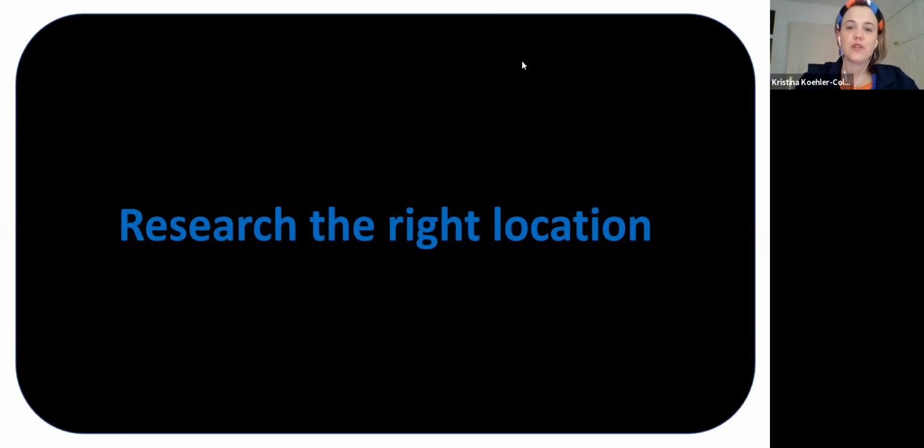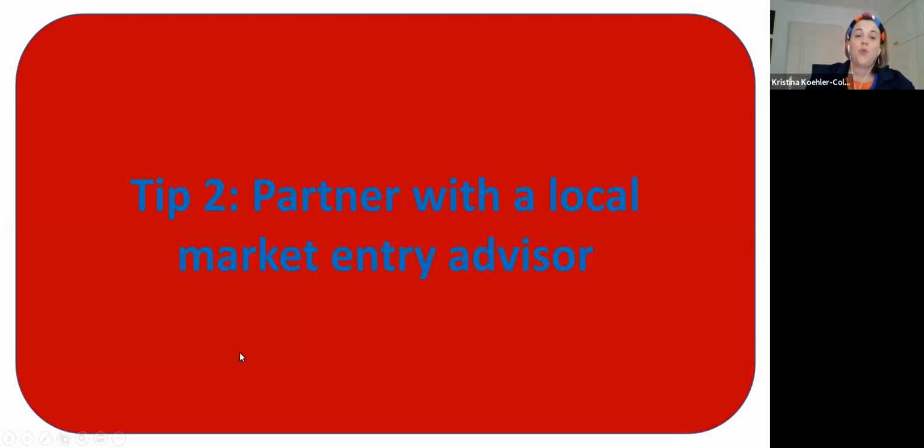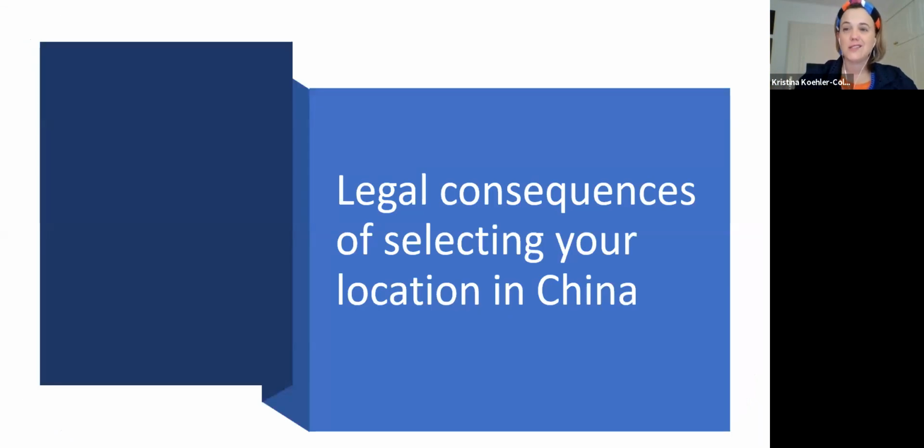So please do your research on the right location. Again, I'm not a real estate agent. This is not my expertise. Get help in that regard. Step 2 is to partner with a local market entry advisor, lawyer, or incorporation agent, but get advice so you know upfront what the legal and tax consequences are surrounding the location and what happens if you don't abide by the rules and regulations. So this is the in-depth analysis that I'm going to make today, because this is what I offer in terms of services, in terms of the legal consequences of selecting your location in China.